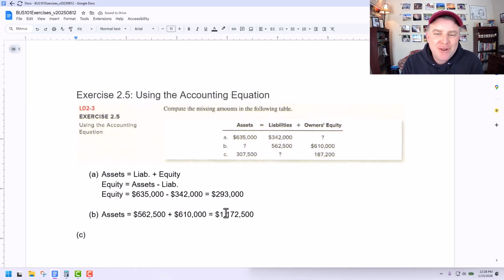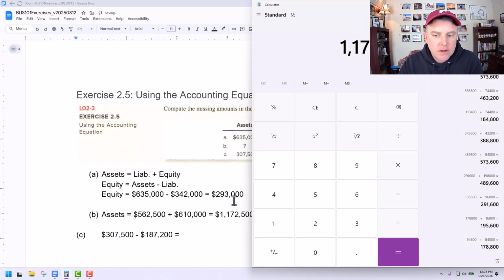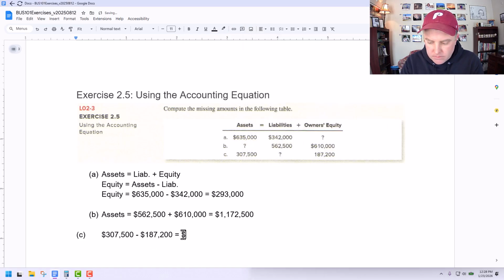All right. So we know our assets are 307,500, and we know that owner's equity is 187,200. We could do a similar thing that we did in A. We could rearrange this equation, but ultimately what we want to do is say 307,500 minus 187,200, and this would give us liabilities of 120,300. Okay, and that's your answer to C.